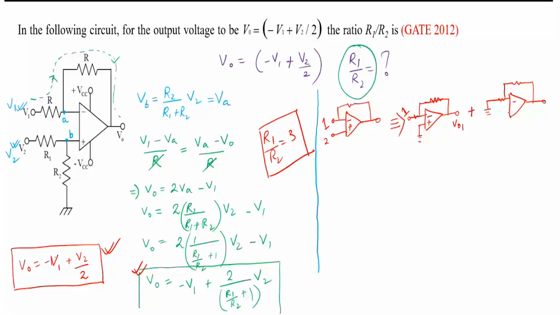This is just a schematic diagram. I'm repeating it again. V02. Okay, now let me try to explain. Suppose you apply input at both the terminals.